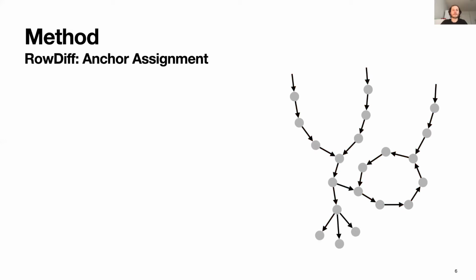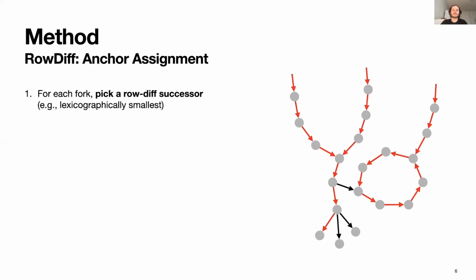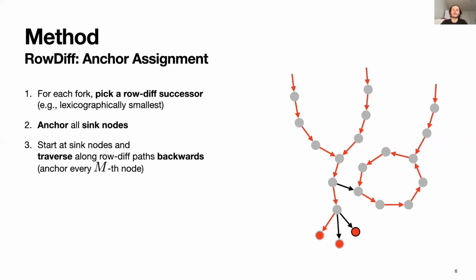Based on that, we propose the following algorithm for anchor assignment. First, for each node with at least one outgoing edge, we pick a single successor node. Second, we mark all sink nodes as anchors. Next, we traverse backwards from the sink nodes along the picked edges. If a node is not a RowDiff successor for its adjacent nodes, we terminate the traversal. For example, this node is not a RowDiff successor, so we stop the traversal there. Next, this node is a RowDiff successor, so we traverse on the edge, next, and next.